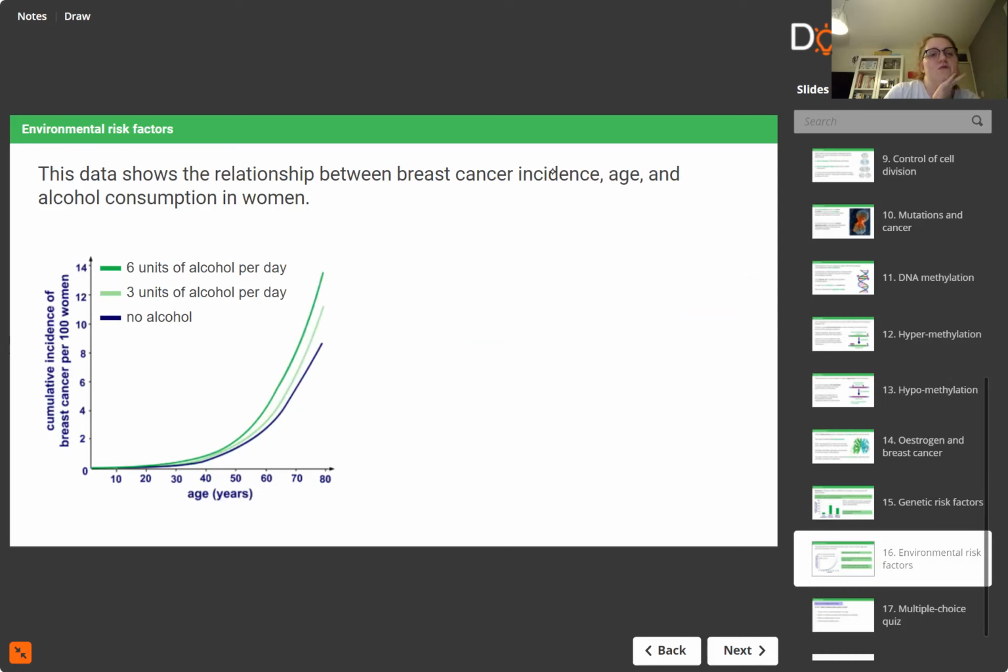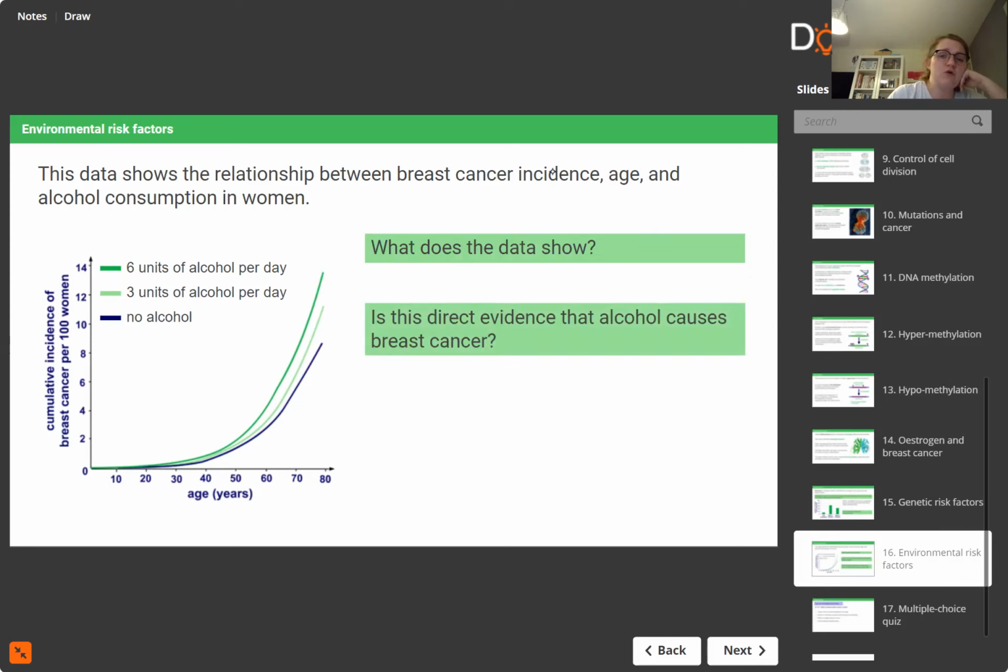So this is also looking at environmental risks now. In this graph, we're looking at breast cancer incidence, age, and alcohol consumption. It's showing that the women who consumed the highest amount of alcohol are more likely to have breast cancer, but also as you age, the incidence rate of breast cancer increases as well. Could we call that direct evidence that alcohol causes breast cancer? No, we can't. We can say there's a correlation, but we can't say it's direct evidence because those women who haven't drunk alcohol are also finding breast cancer in their body. So we can't say it is definitely that.